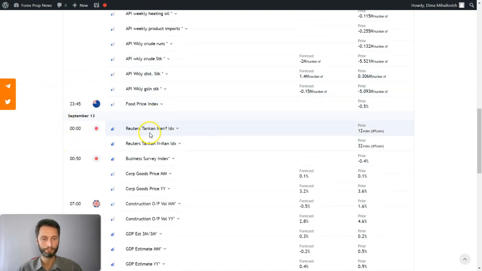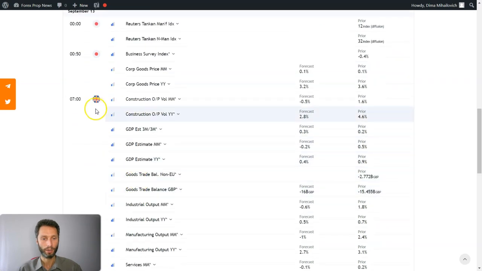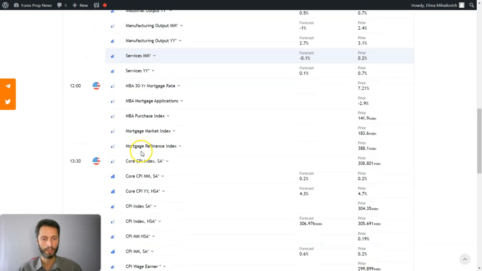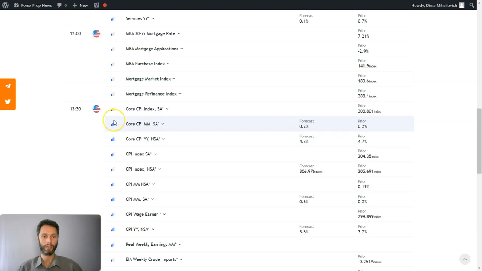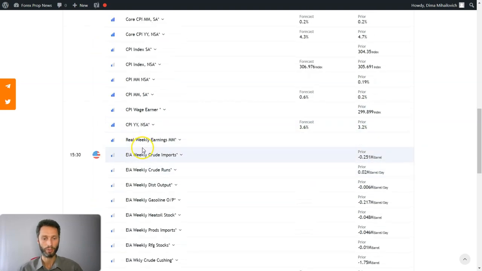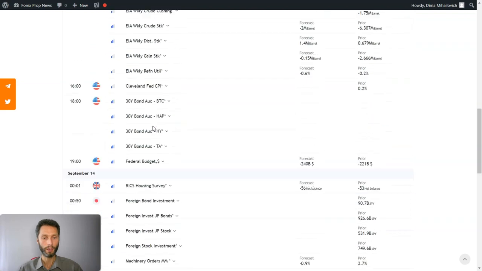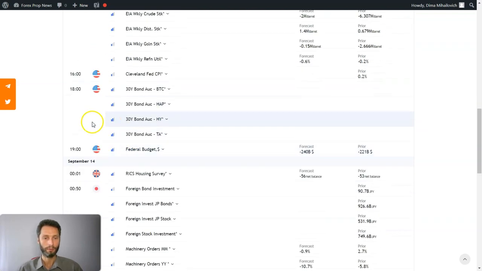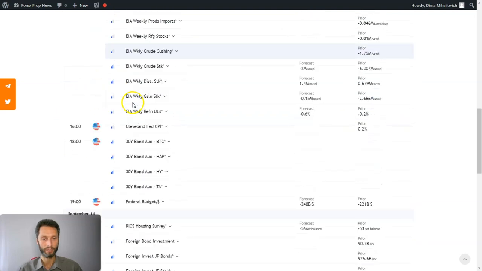Tomorrow, Wednesday, we do have minor pound news again, and then the big one, the CPI from the US. So that's on the dollar. That'll be one to watch for. There's some more medium news later in the day. However, the CPI is the major one.